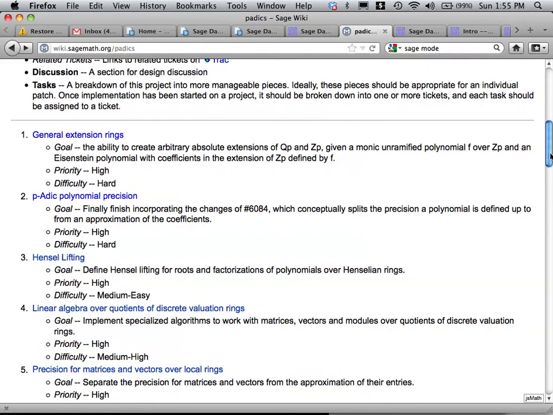So I would like to be able to work with general extension rings, right? So we can just deal with unramified and totally ramified extensions defined by an Eisenstein polynomial. I want to be able to take Q_p, give it any polynomial, and create an extension. Take that extension, give another polynomial, create a tower of extensions, right?